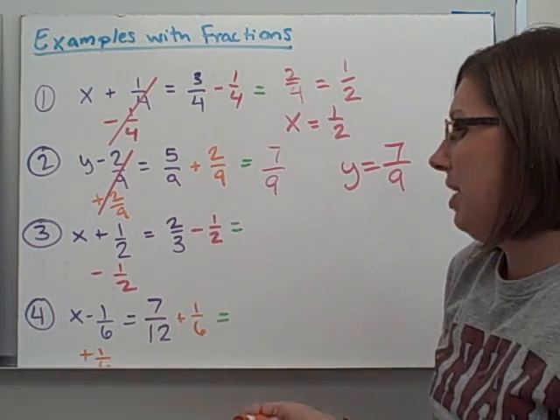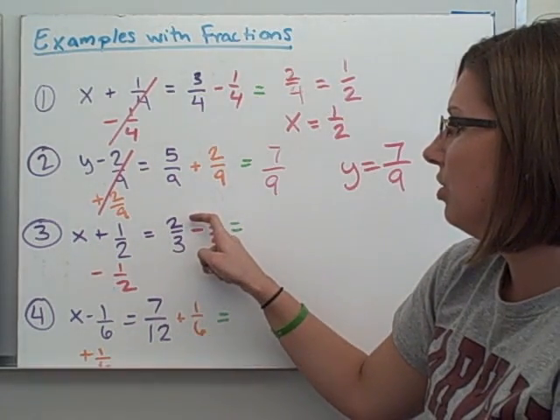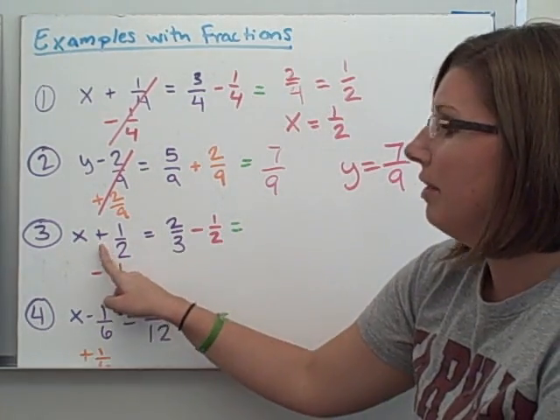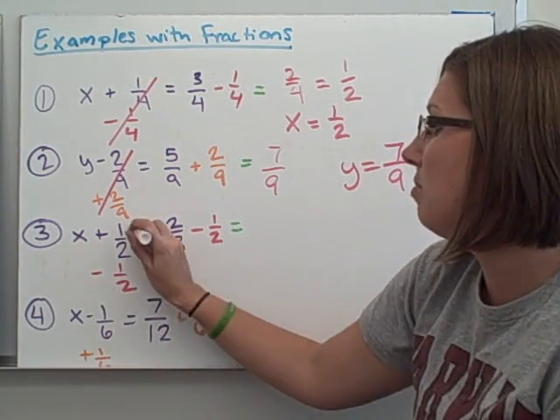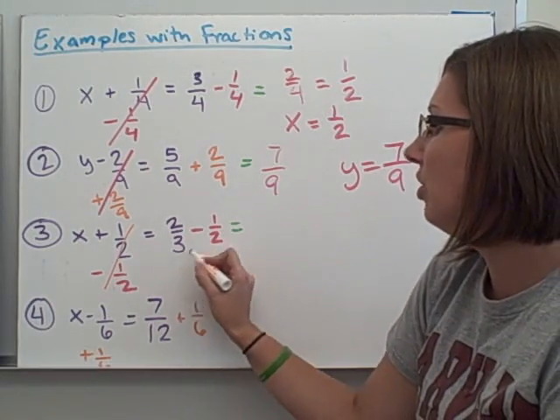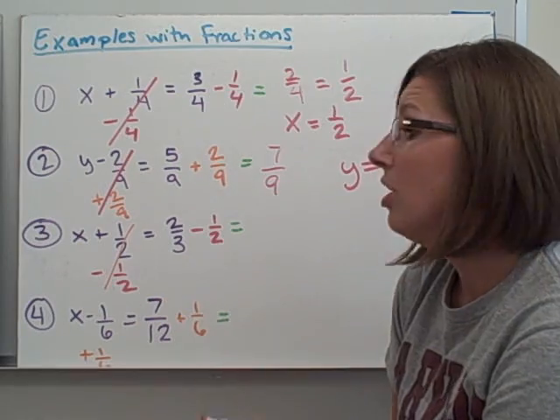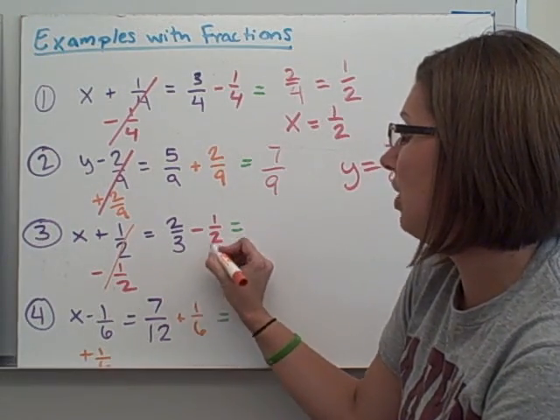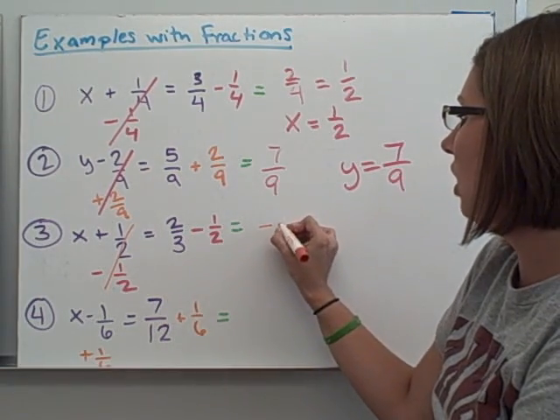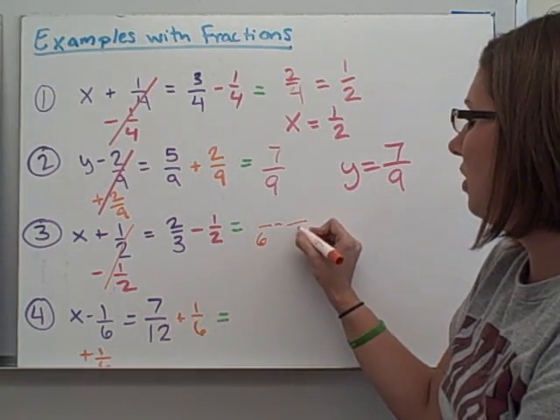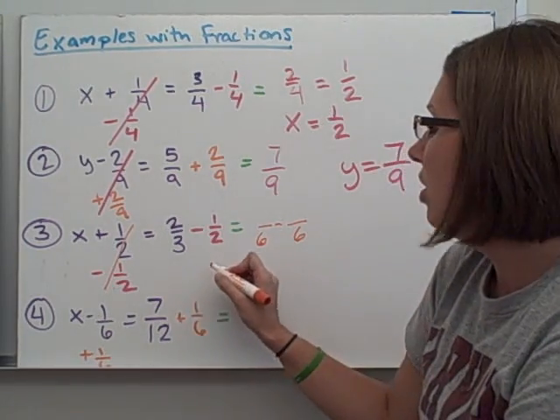Okay, example 3. X plus 1/2 equals 2/3. I have to undo the plus 1/2 by subtracting 1/2. What I do to one side, I must also do to the other side. You'll notice here that I have fractions that have unlike denominators. So I'm going to have to rewrite these fractions so they have the same denominator using common denominators. Well, the number that 2 and 3 have in common is the number 6.